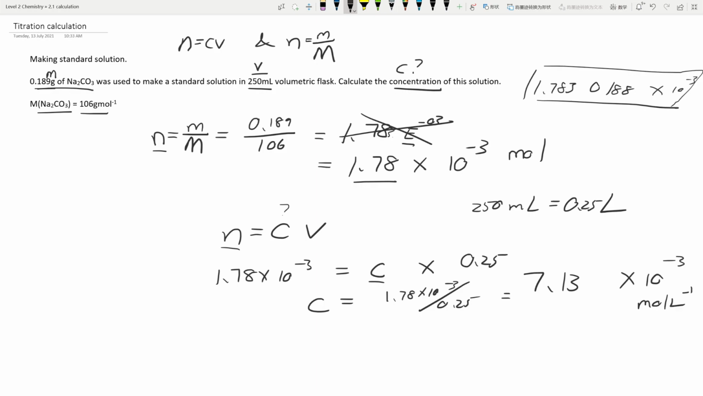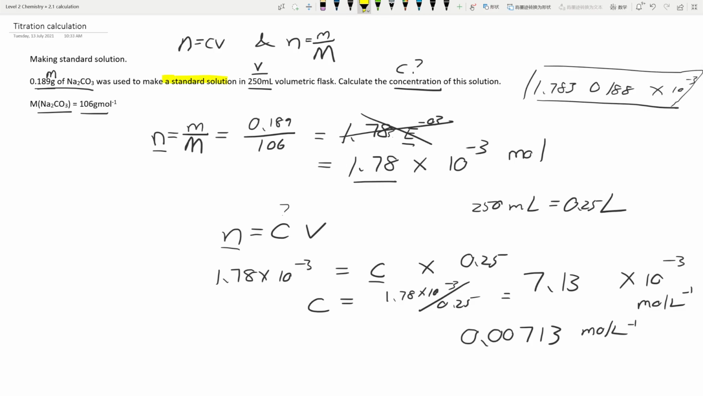Okay, and again, if you're not so confident with the math, you don't have to write it as 7.13 times 10 to the power negative 3. If your calculator is showing you this, that is perfectly fine as well. Okay, so they mean the same thing, because if you have a lot of zeros before your first number, it's better to write in standard form. It's just neater.